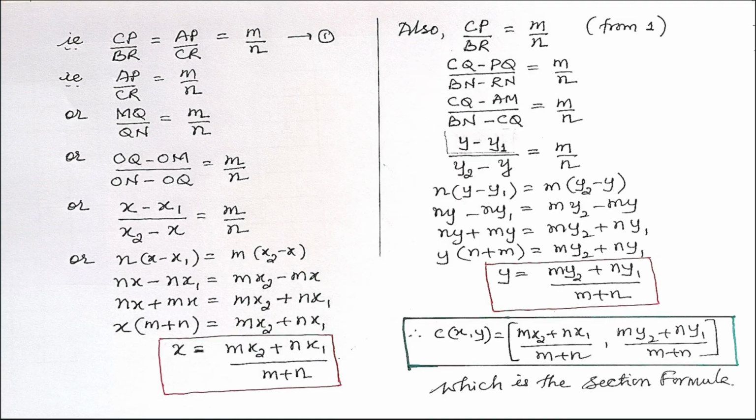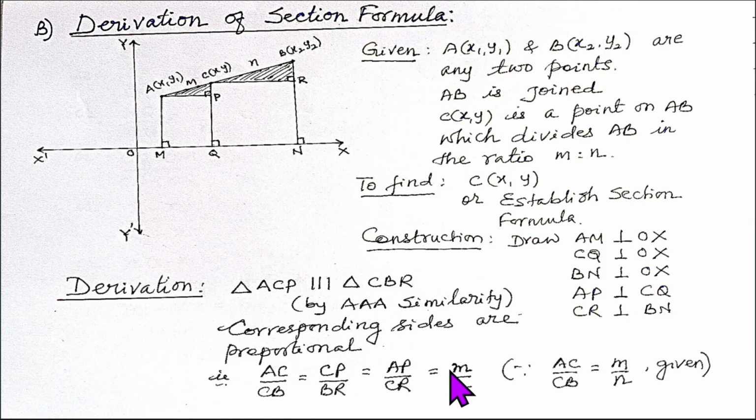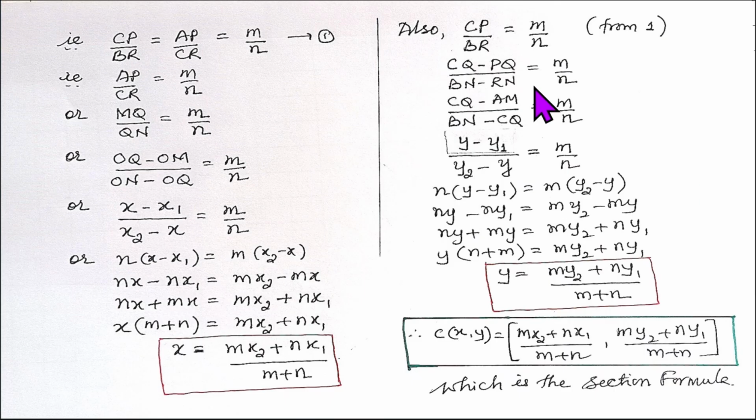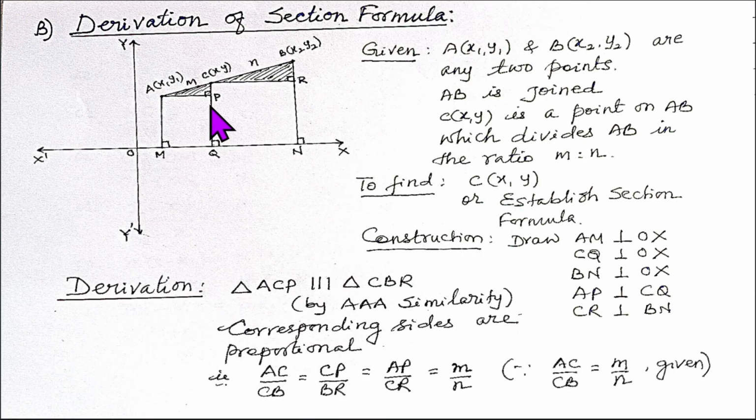Now let us take the next ratio, that is CP upon BR is equal to m upon n. I have taken CP upon BR is equal to m upon n. But what is CP and BR? We have to find out. Now what is CP? Please understand here, we have to find out CP. So CP is equal to CQ minus PQ, and BR is BN minus RN.